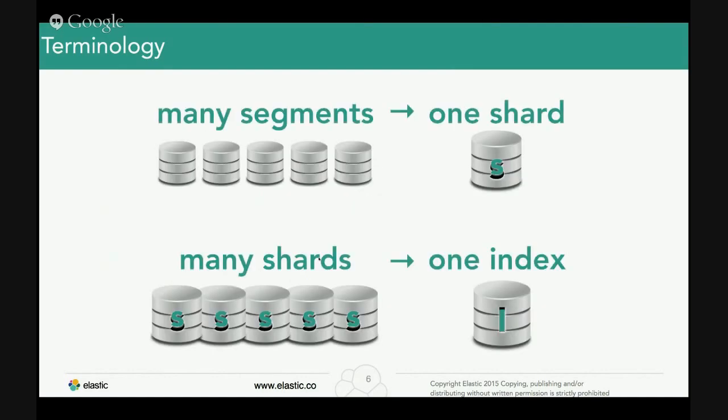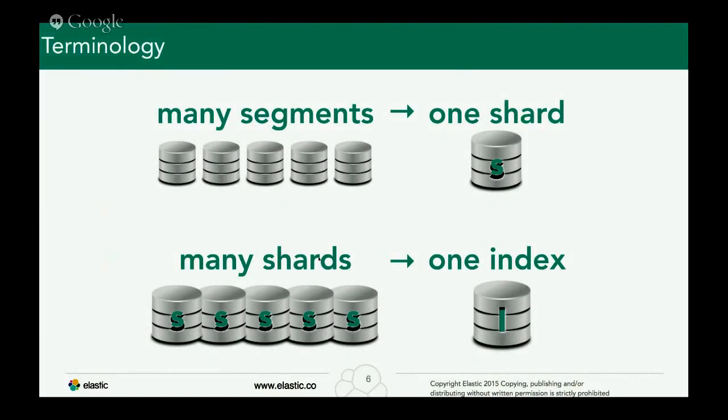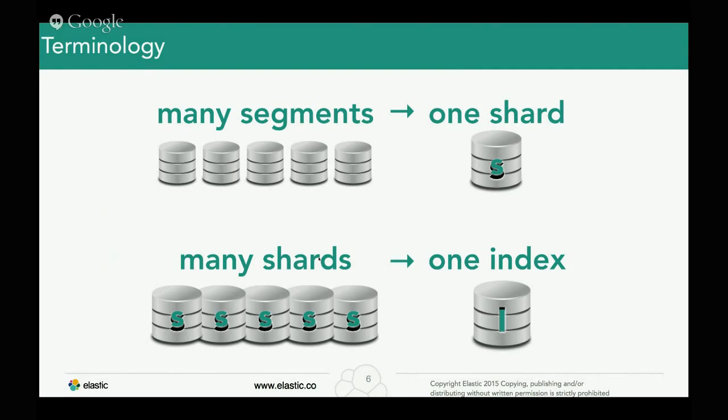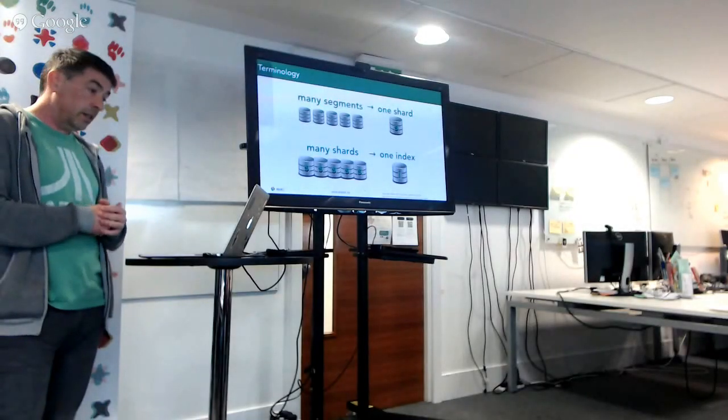Some other terminology. Segments. When we're writing data into Elasticsearch, we're writing it in segments. A segment is a Lucene segment. It's a sequential piece of data that is effectively flushed down to disk and then becomes available to search. As you write segments, they start joining into a shard. And it's this process that gives you the real-time characteristics in Elasticsearch. Individual segments are written to disk, join the shard, and become searchable. So that's the unit of work. Many shards make an index. That's the terminology we work with.